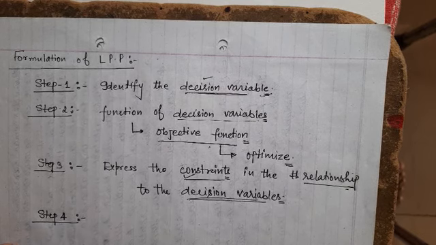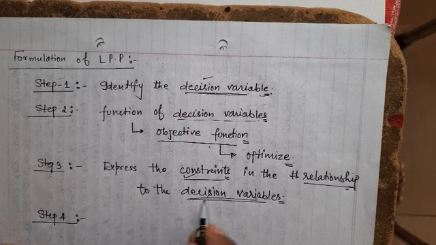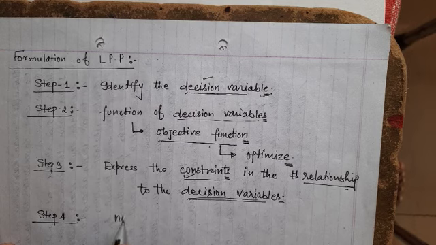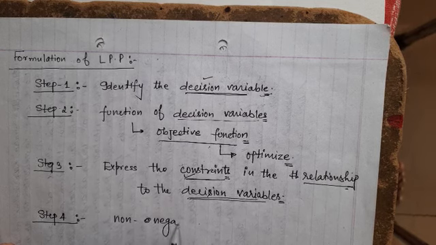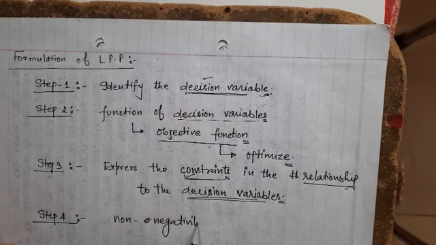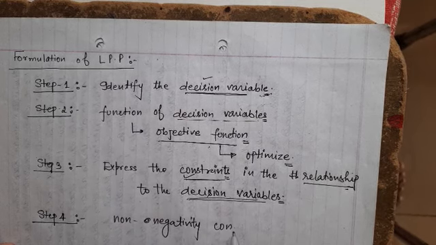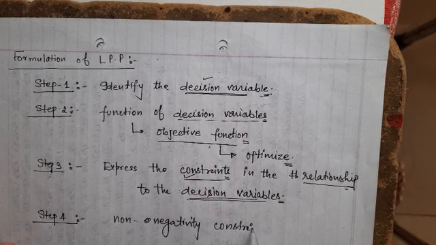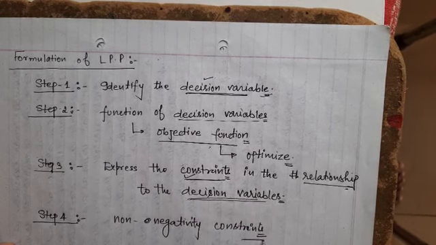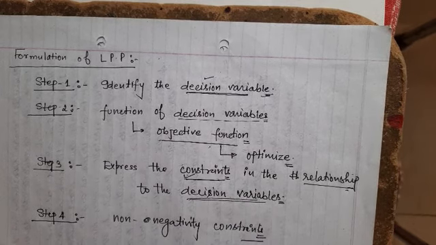In step 4, after writing the decision variables, express the non-negativity constraints. Non-negativity constraints mean continuity and a finite number of choices. So these are the four basic steps.